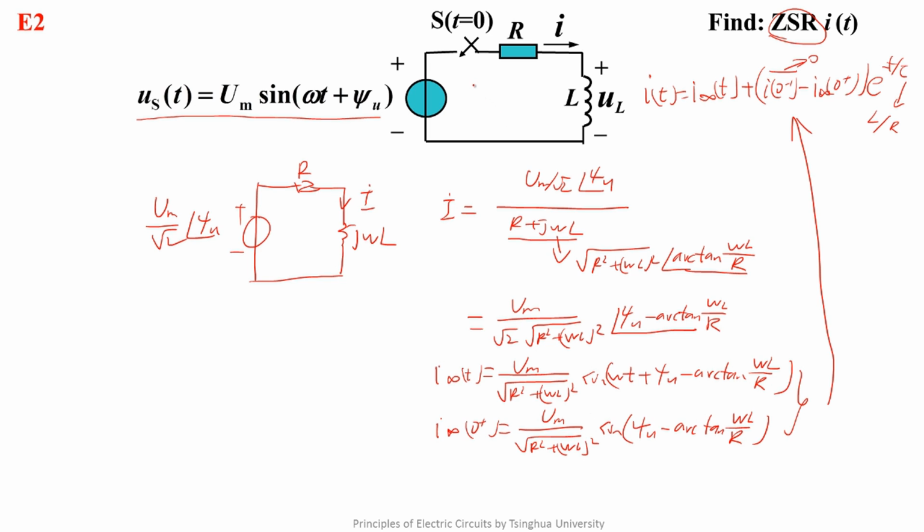Here, I'd like to leave a question. We only provide the general expression of the source initial angle. We want to ask which value of phi u will result in no transient process for current I, and which value of phi u will result in the maximum value in the transient process.